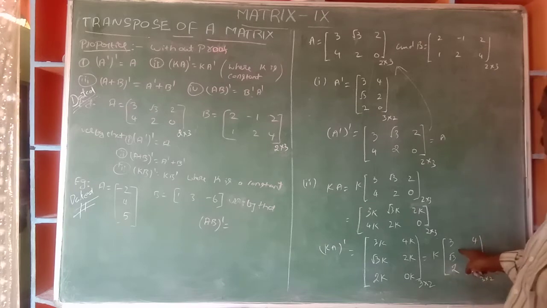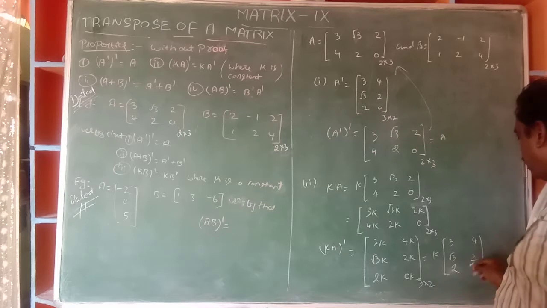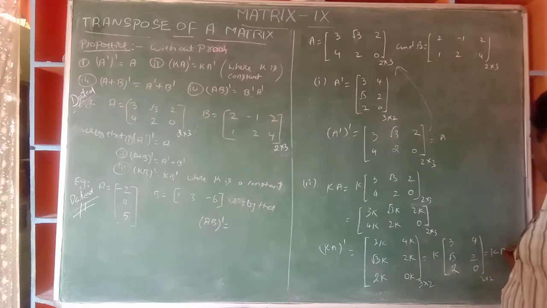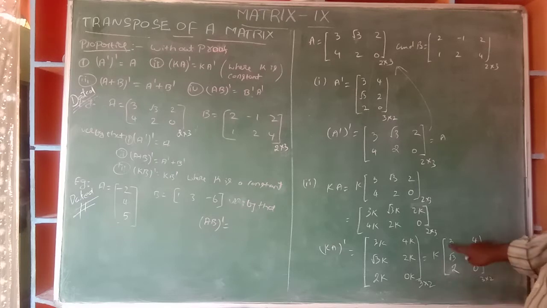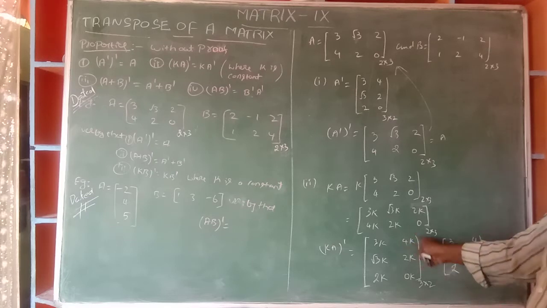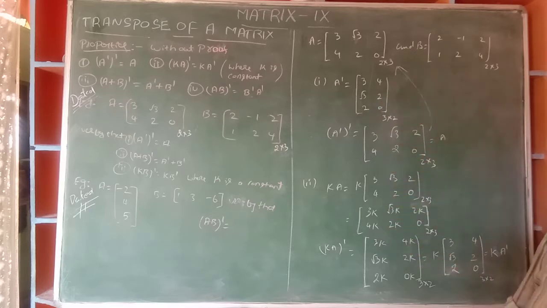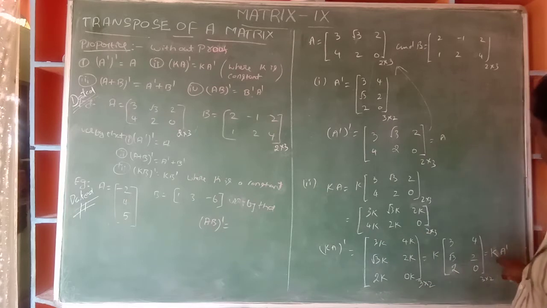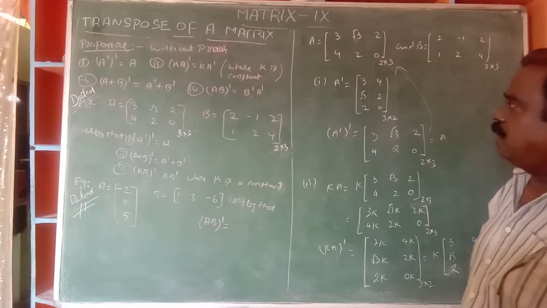Now what is the remaining matrix? The matrix with 3, 4, root 3, 2, 2, 0 we already know. It is A dash. k is as it is, and it comes out from each and every element inside the matrix. So k is common, and the matrix is A dash. So it is also proved: (kA) whole dash is equal to kA dash.